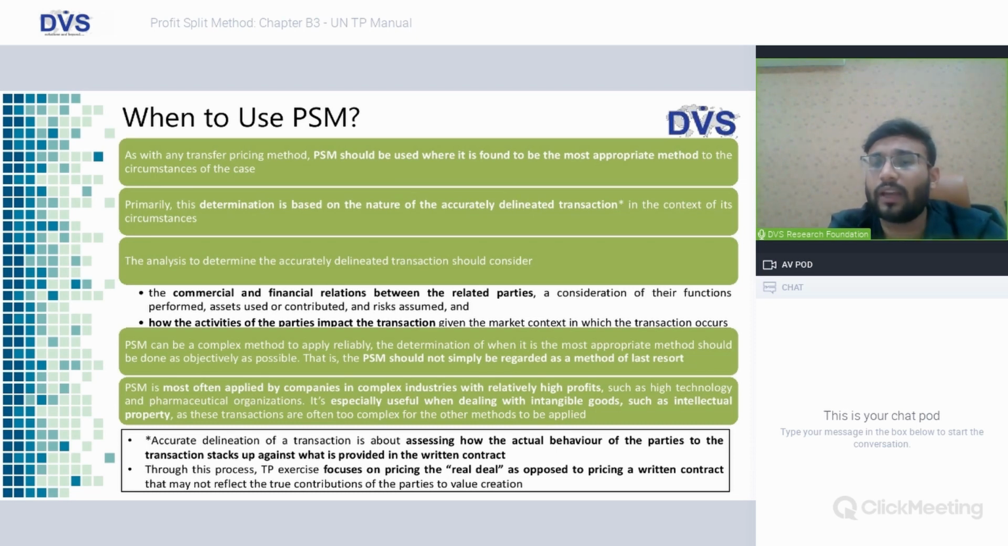It is about assessing how the actual behavior of the parties to the transaction stacks up against what is provided in the written contract. It focuses on pricing the real deal as opposed to pricing a written contract that may not reflect the true contribution of the parties to value creation.